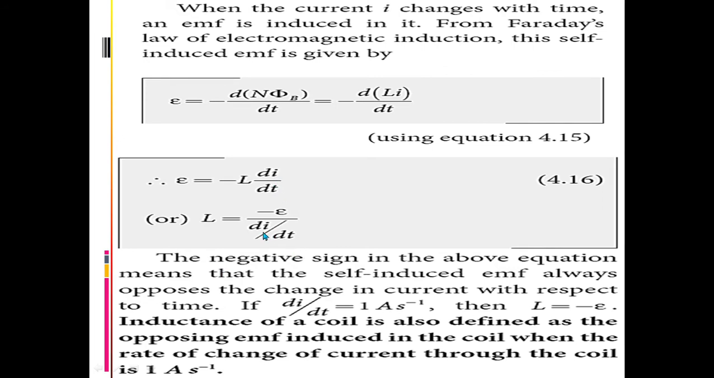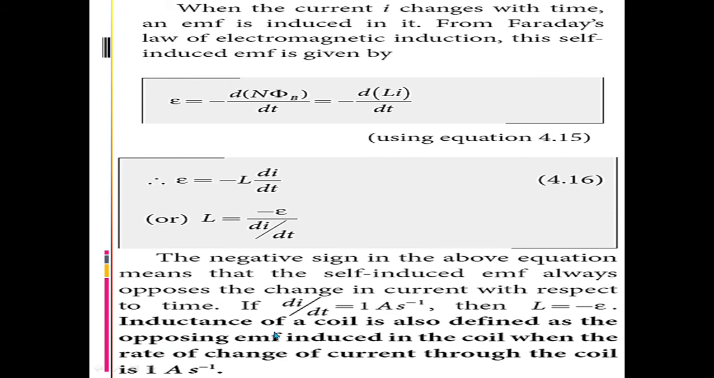The negative sign in the above equation means that the self-induced EMF always opposes the change in current with respect to time. So please note it down, this is an important point: the EMF always opposes the change in current with respect to time. So if di by dt is equal to 1 ampere per second, then L is equal to minus epsilon. Here di by dt is 1 ampere per second, so L is equal to minus epsilon.